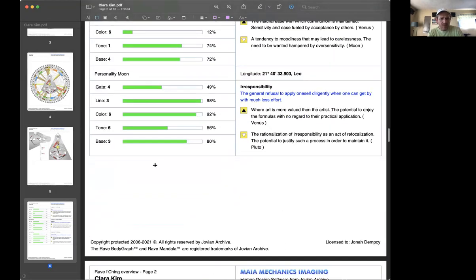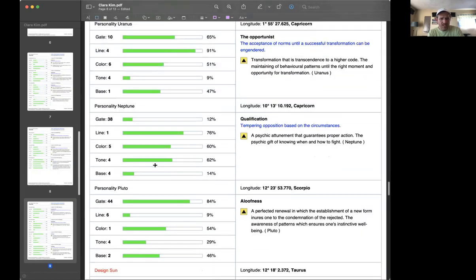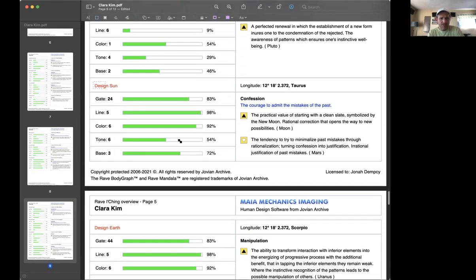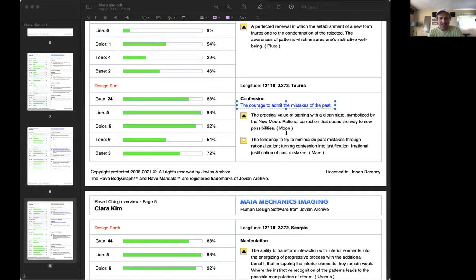Now we go on to the design sun, gate 24, line 5. Confession, the courage to admit the mistakes of the past. So I should start writing the wisdom here. I'll say potential wisdom: courage to admit mistakes of the past, knowing when to retreat, having a healthy attitude that knows when to withdraw or retreat.